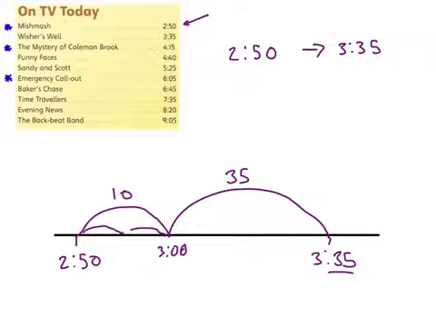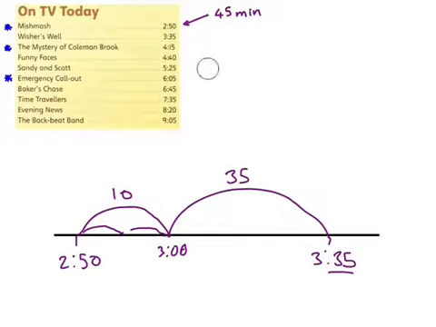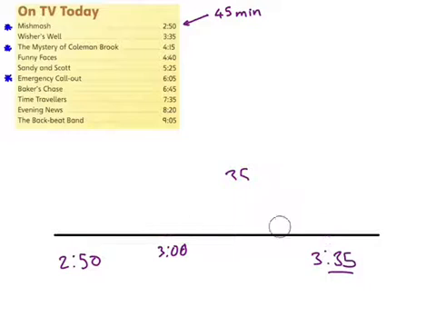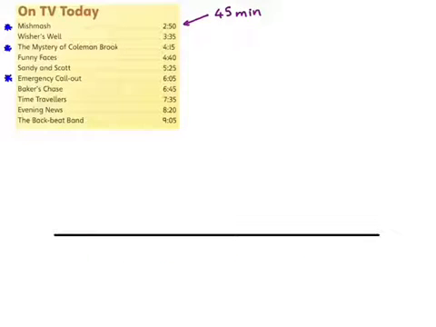What is 10 and 35? It's 45. So the duration of Mishmash is 45 minutes. I have to write minutes, otherwise it's just 45. It's not 45 seconds or 45 hours or 45 metres, it's 45 minutes. Let's try The Mystery of Coleman Brook. Sounds thrilling, this one here.